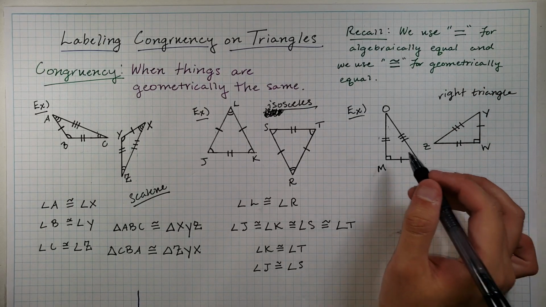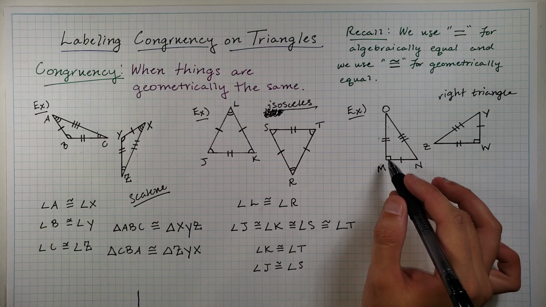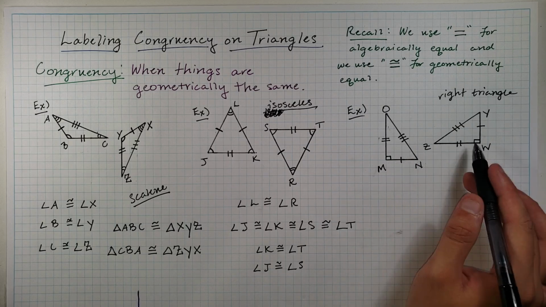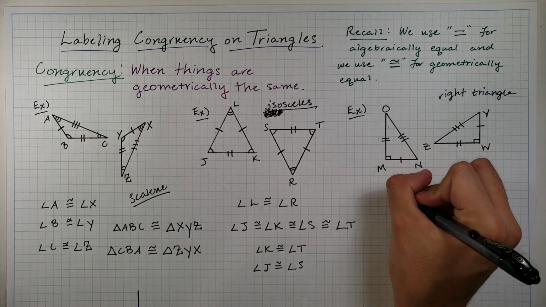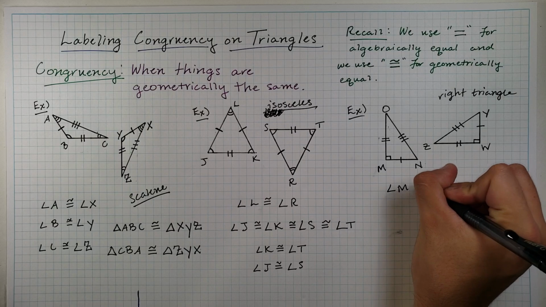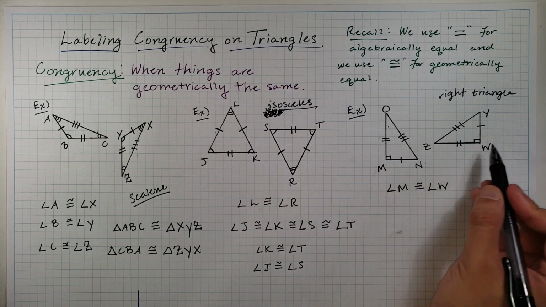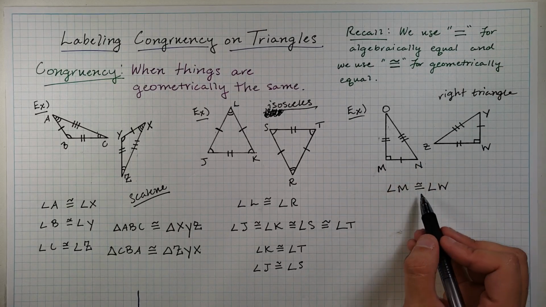All right, so what can we say off the bat? We already see that we have right angle equal to right angle. We have two of the right angles. We know they're congruent, so we can say angle M is congruent to angle W, since they're both right angles. They're both 90 degrees, so we say they're congruent.